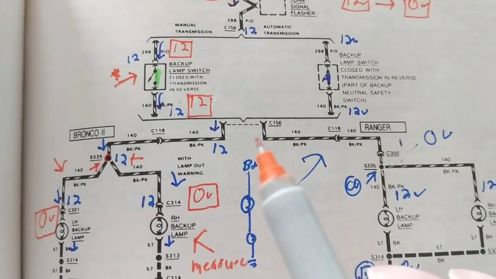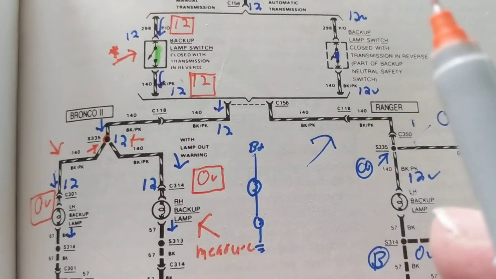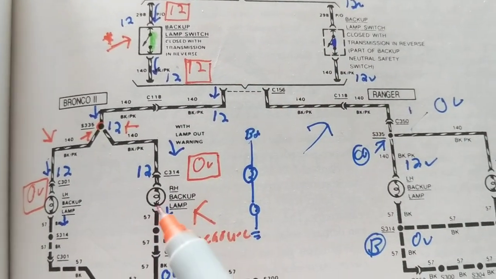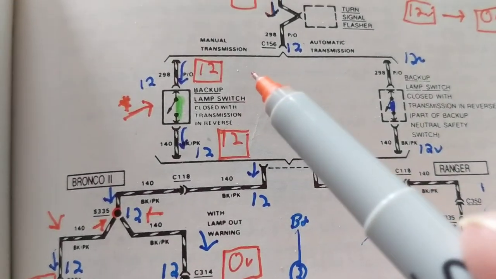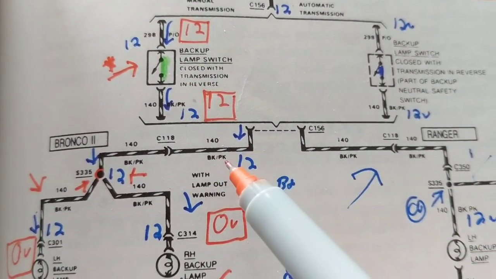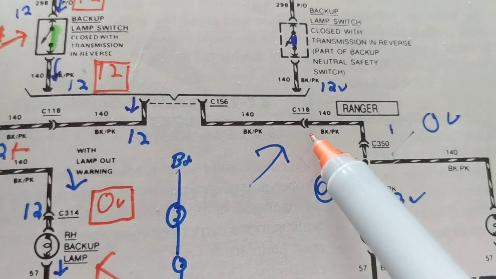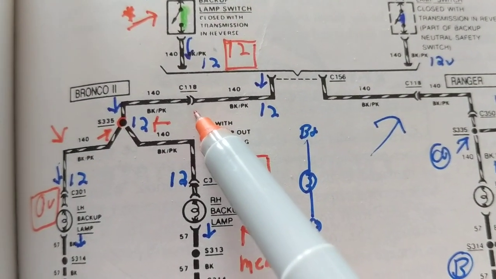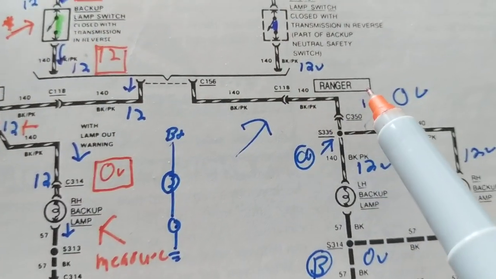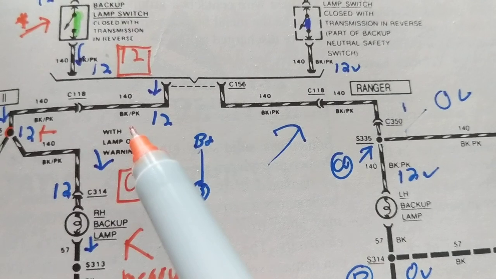That's it. Now, the other thing is, usually with makes and models, they try to stay with the same color wires, same ID numbers for connectors and things like that. If you know one, you know many. So if we come over here, if you notice, we come to this connector, C118, I believe. The same one will be over here, regardless if it's Bronco, regardless if it's Ranger.